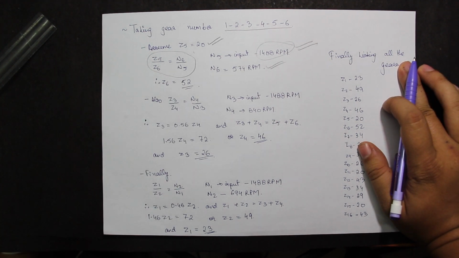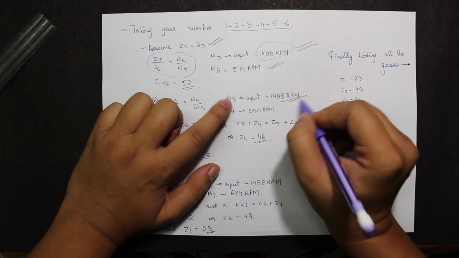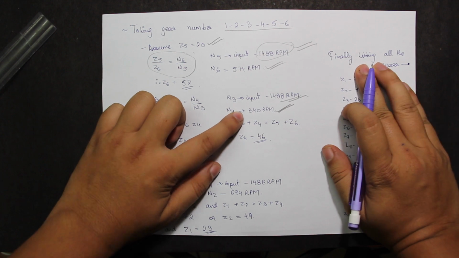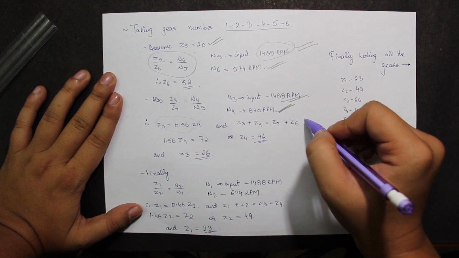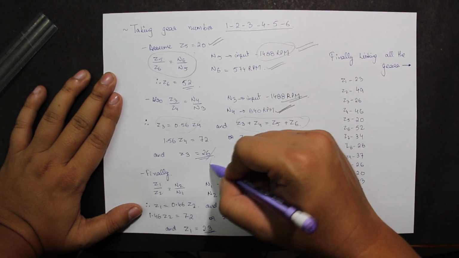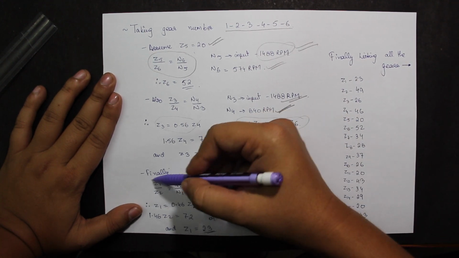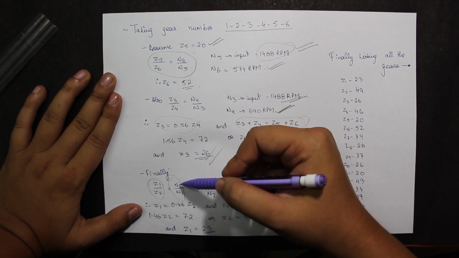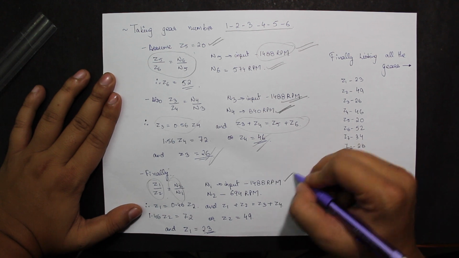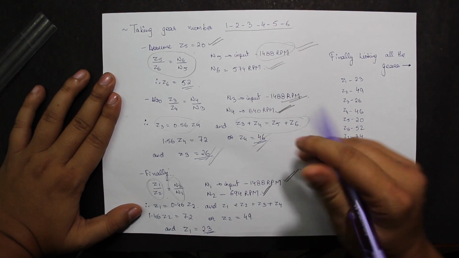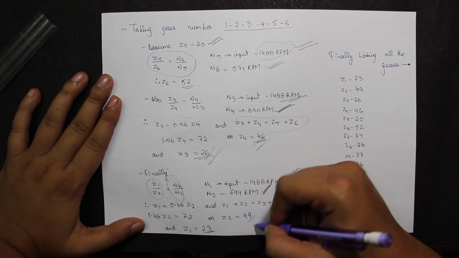Also, Z3 by Z4 is equal to N4 by N3. Here again N3 is on the input shaft at 1488 rpm, and N4 as per the kinematic diagram is 840 rpm. Writing Z3 in terms of Z4 and putting it in the formula, I get the values for Z4 and Z3. The very last step, to calculate the number of teeth for 1 and 2, is this: Z1 by Z2 is equal to N2 by N1. N1 is the input, that is 1488 rpm, and N2 is 694 rpm. Again, following the same procedure, I get the values for Z1 and Z2.